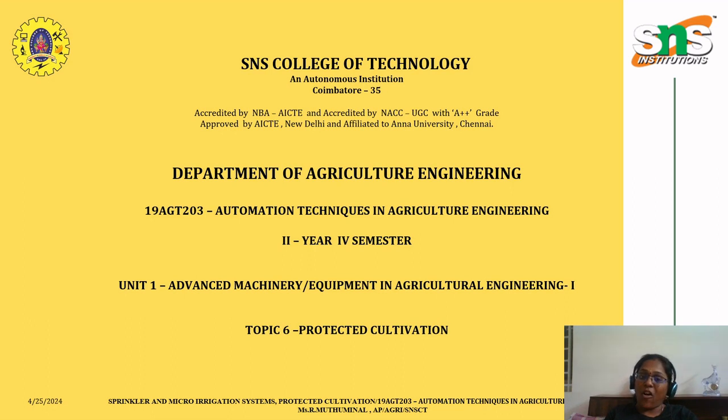Today's topic will be protected cultivation, which comes under the subject Automation Techniques in Agricultural Engineering, under the unit Advanced Machinery and Equipment in Agricultural Engineering, for the students of second year, fourth semester.